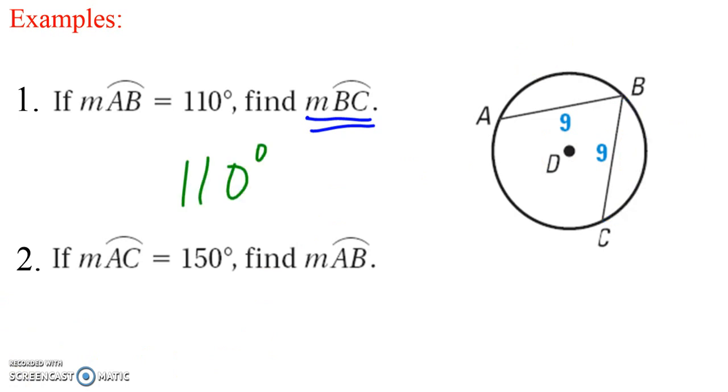So if you look at this next one, AC is 150, so 150 goes here, from here to here. And I know that these two would be the same, so I'm going to take 360 minus 150, get 210, and I'm going to divide that by 2 and get 105.